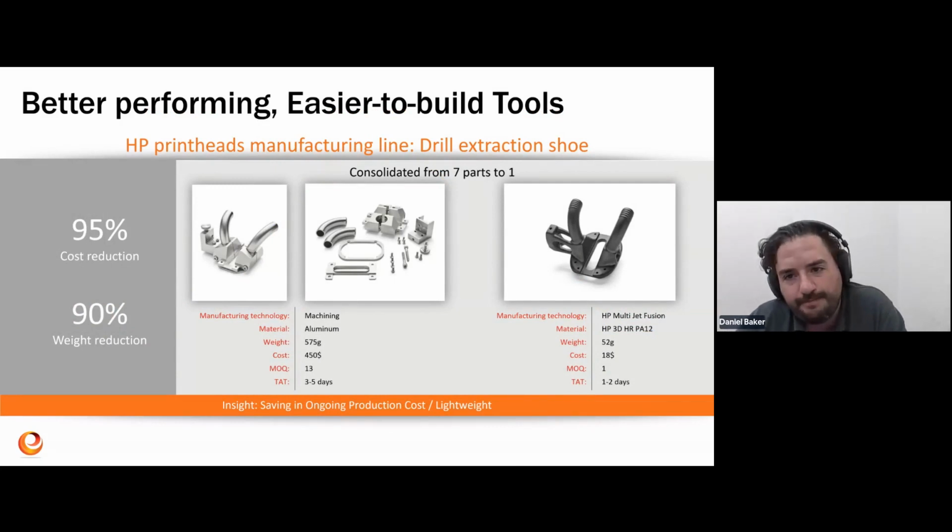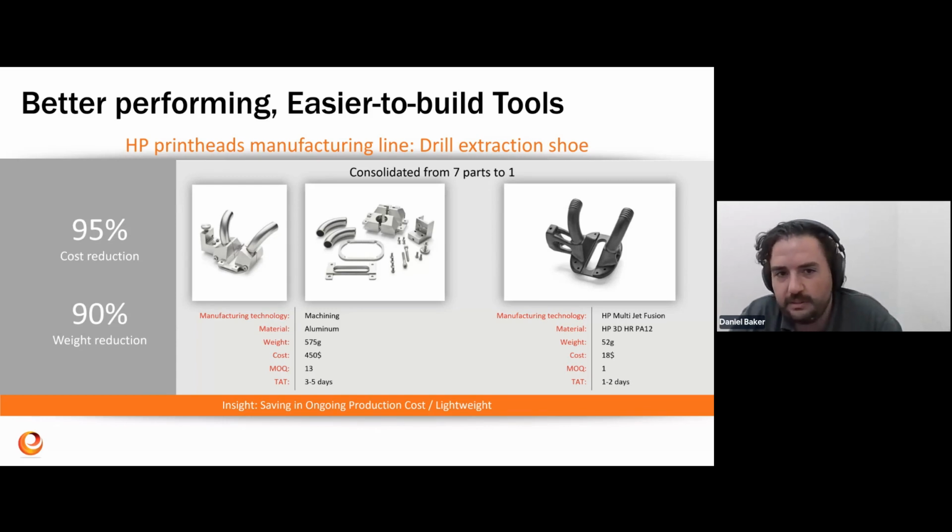A great example where additive fits into that is another HP example for their print head manufacturing line. This print head nozzle drill extraction shoe is used during the manufacturing of the print head nozzles to remove silicon sludge and water from the machining process. It's essentially an efficient way to make the process easier, faster, cleaner.